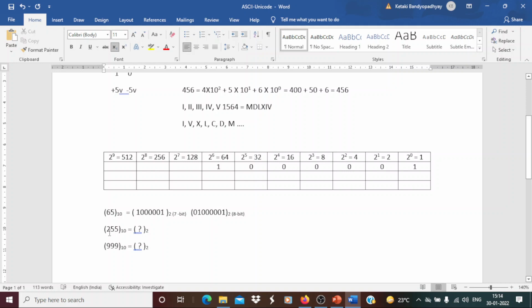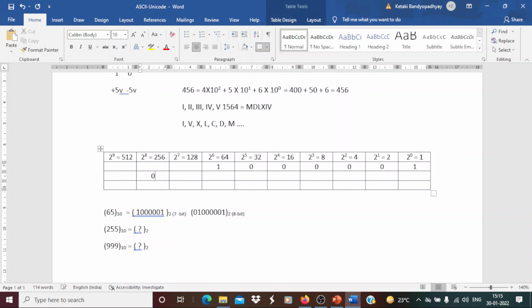Now let us take the case of 255 decimal. So for 255 decimal, 256 is not there, so 0. I'm just preparing an 8-bit ASCII. Now 128 is present, 64 is present, 32 is present, 16 is present, 8 is present, and so on.